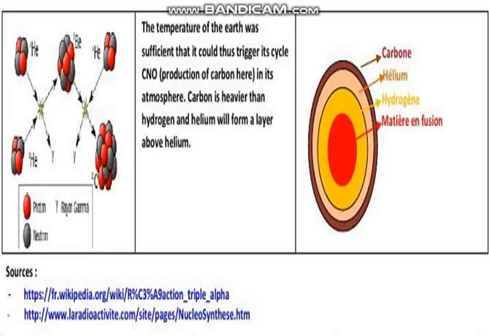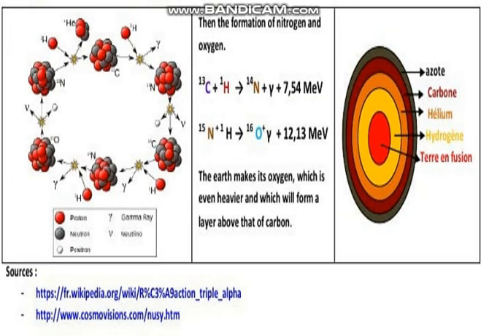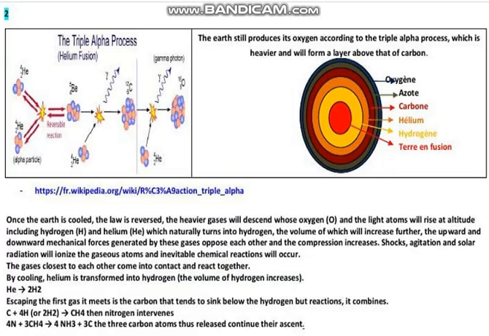Earth's temperature was sufficient that it was able to start its cycle, production of carbon here, in its atmosphere. Carbon, being heavier than hydrogen and helium, will form a layer above helium. Then nitrogen will form. The Earth still manufactures its oxygen according to the triple alpha process, which is the heaviest gas compared to all those created before it. It will form a layer above that of nitrogen.